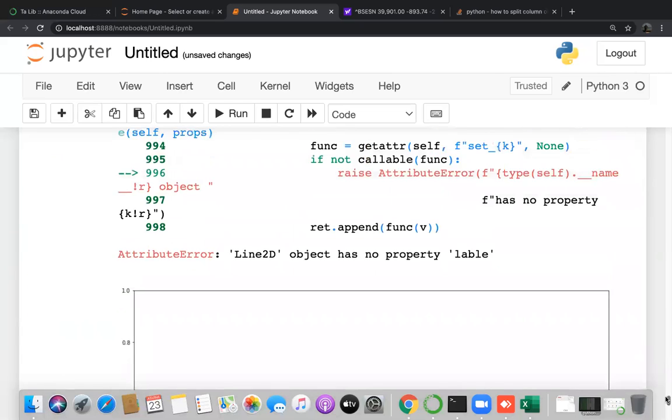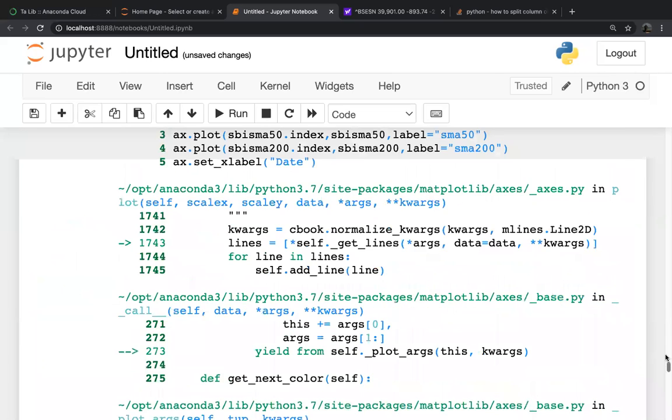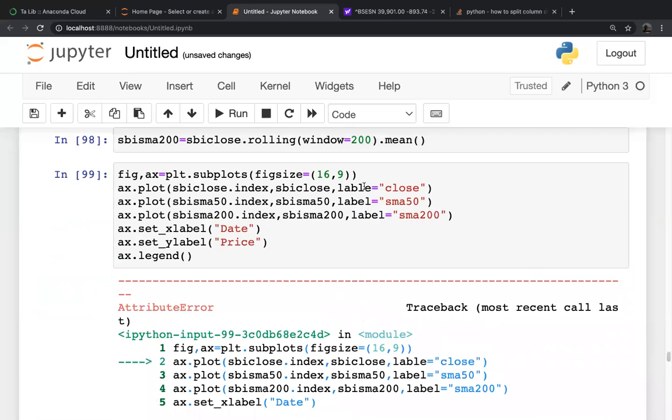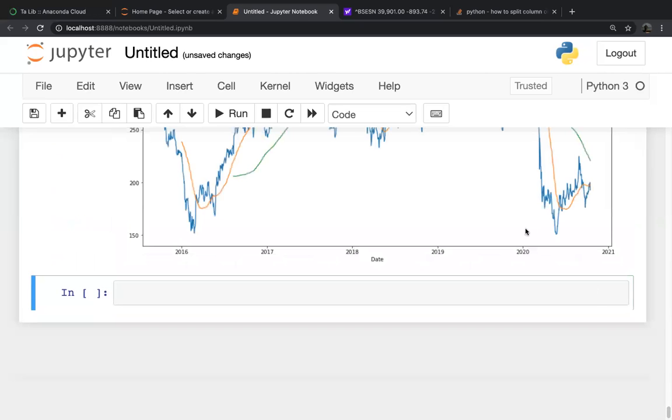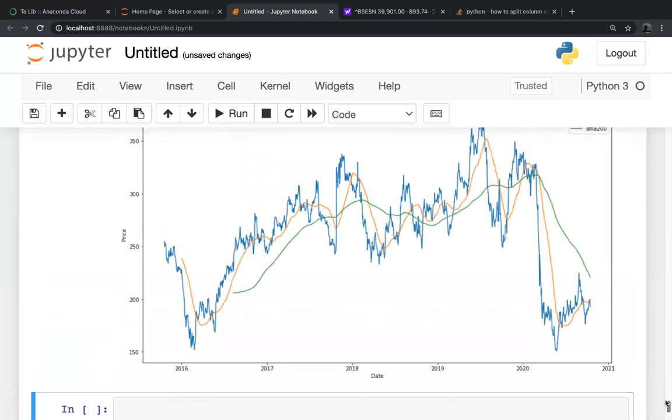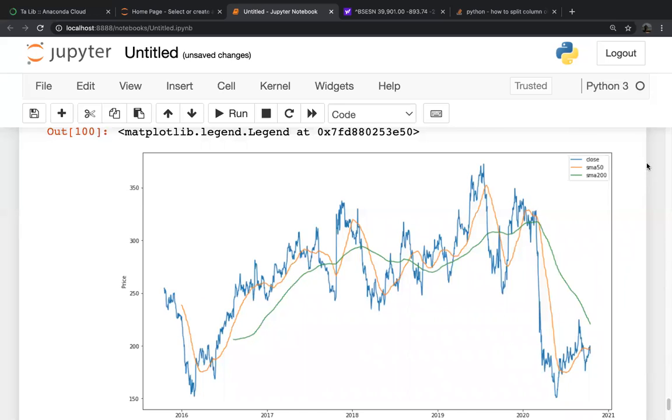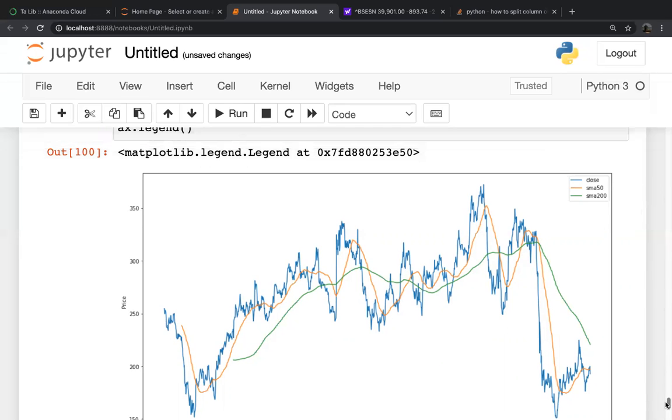Oh, what happened? Label spelling mistake. Label. See, one small spelling mistake will give you this error. Now this is your State Bank of India plot. State Bank of India is on a downtrend.